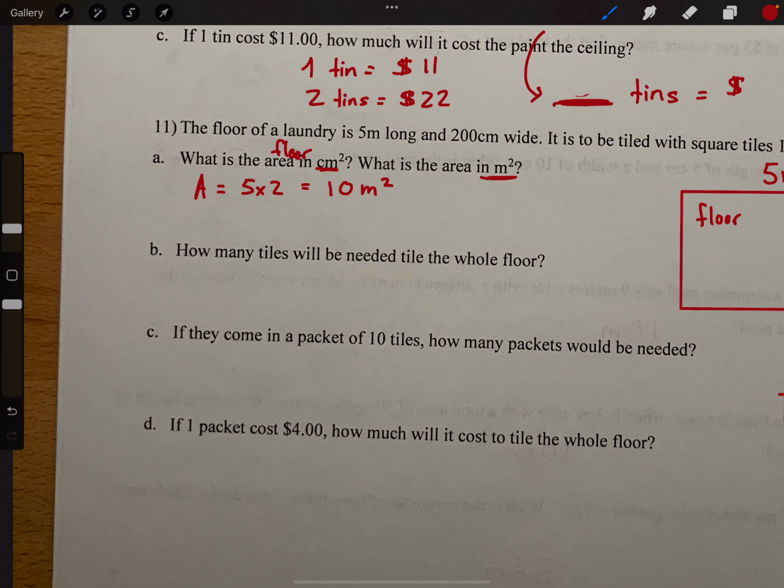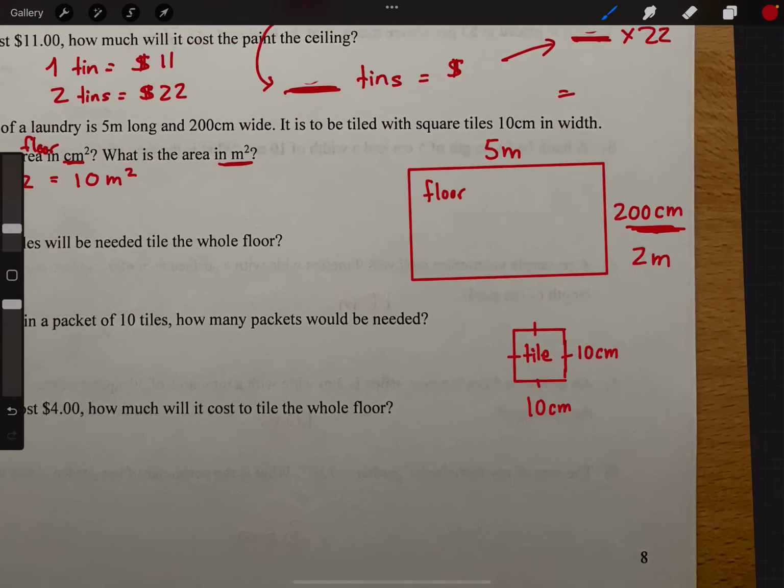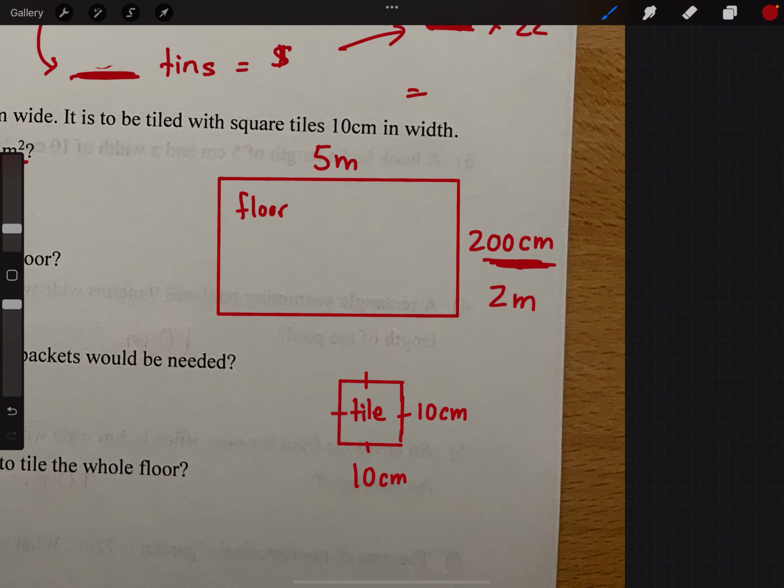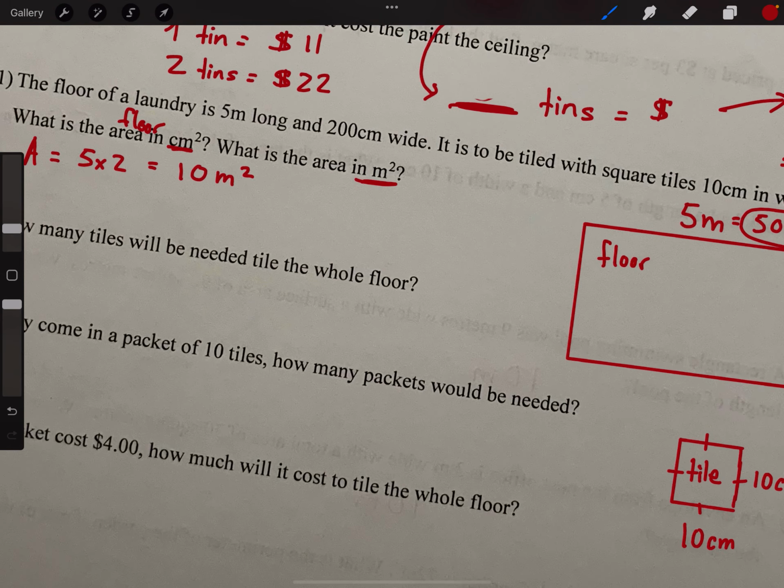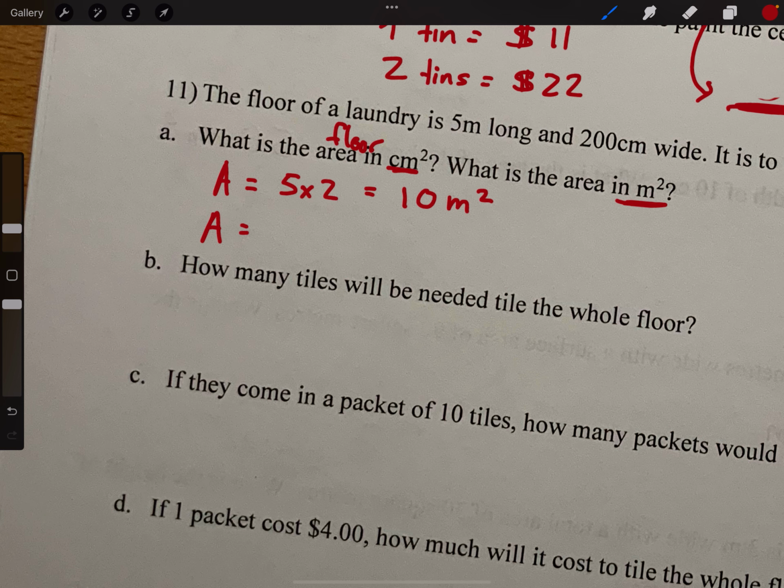There's a couple of ways you can convert 10 meters squared into centimeters squared if you know the conversion rate. Or you can just go back to this question and use centimeters, and change the top one into centimeters, which is 500 centimeters. So the area is going to be 500 centimeters times 200 centimeters, and that will give you your centimeters squared. That gives me 10 with 4 zeros: 1, 2, 3, 4. So that's 100,000 centimeters squared.